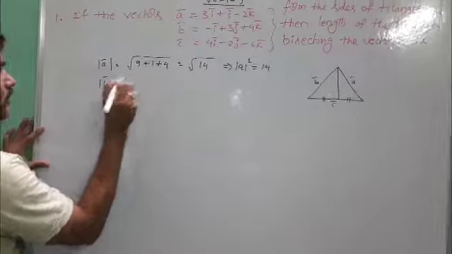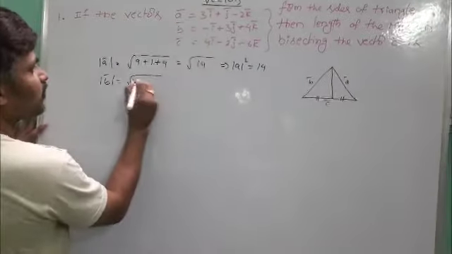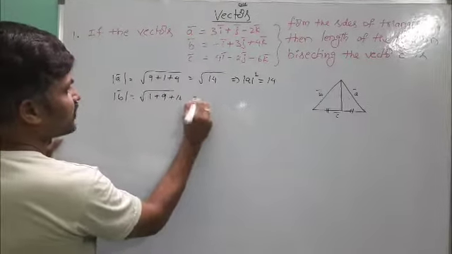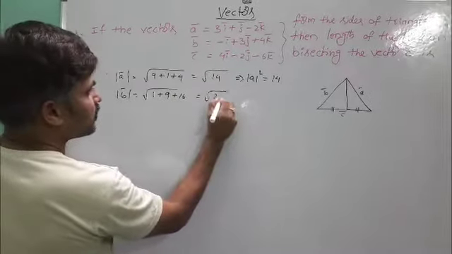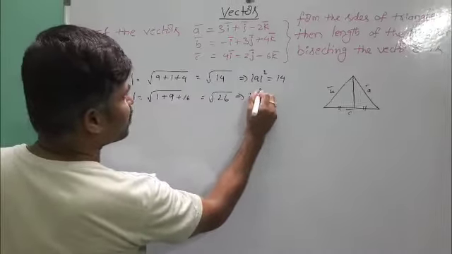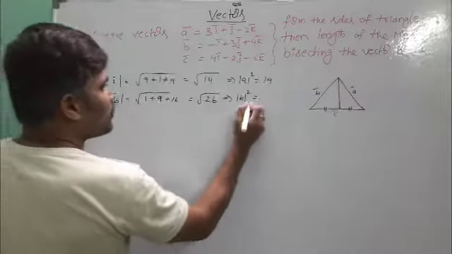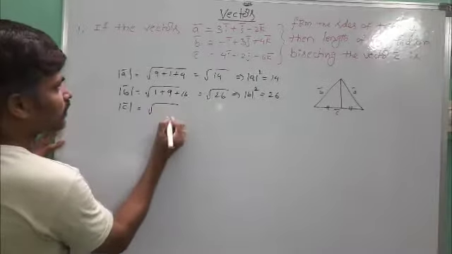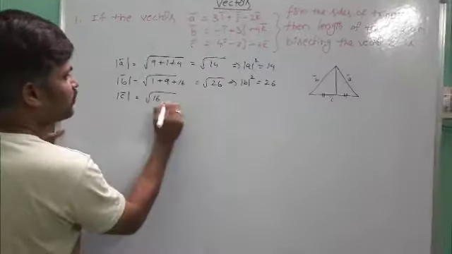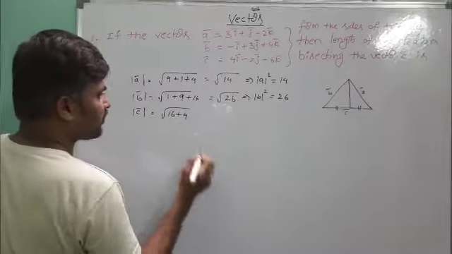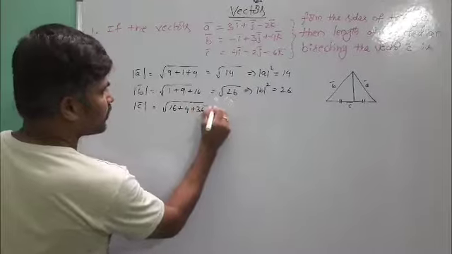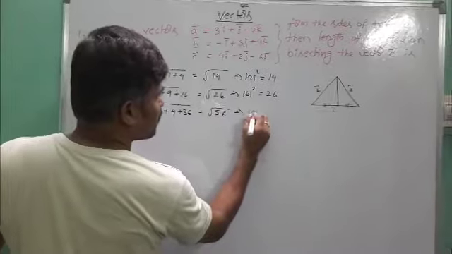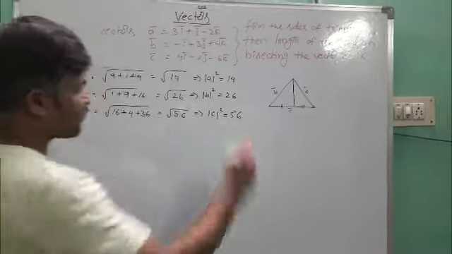Similarly, mod b bar equals square root of minus 1 whole square 1 plus 3 square 9 plus 4 square 16, that equals 10 plus 16, 26, which implies mod b bar square equals 26. Similarly, to find the magnitude of c bar, square root of 4 square 16 plus minus 2 whole square 4 plus minus 6 whole square 36, that equals square root of 20 plus 36, 56. Here mod c bar square equals 56.